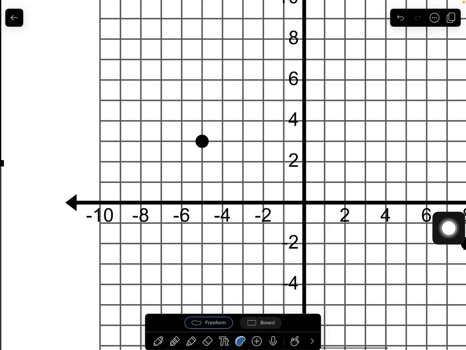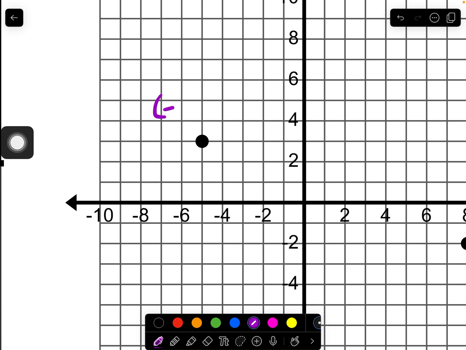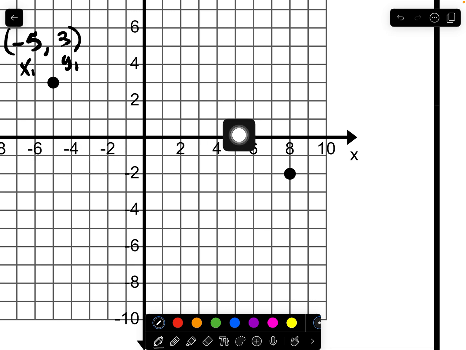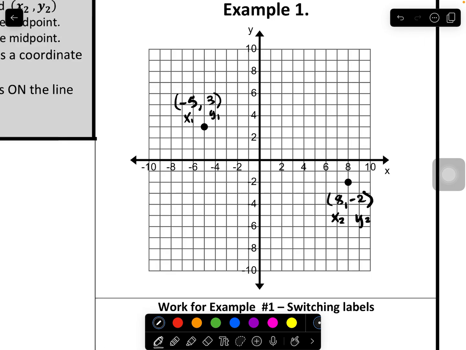So when I see that first point over here, we're just going to count to the left 5, so -5, and then up 3. So I've got an ordered pair here at -5, 3. And I'll label both of those coordinates as my x1, y1. And then down here, we've got 8 units to the right and 2 units down. And so that second ordered pair is at 8, -2. So my x2, y2 are 8 and -2.